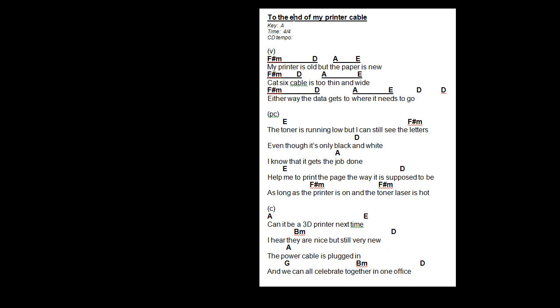As you can see here, the first chord of the verse is an F sharp minor. But the first chord of the pre-chorus is an E. And the first chord of the chorus is an A.